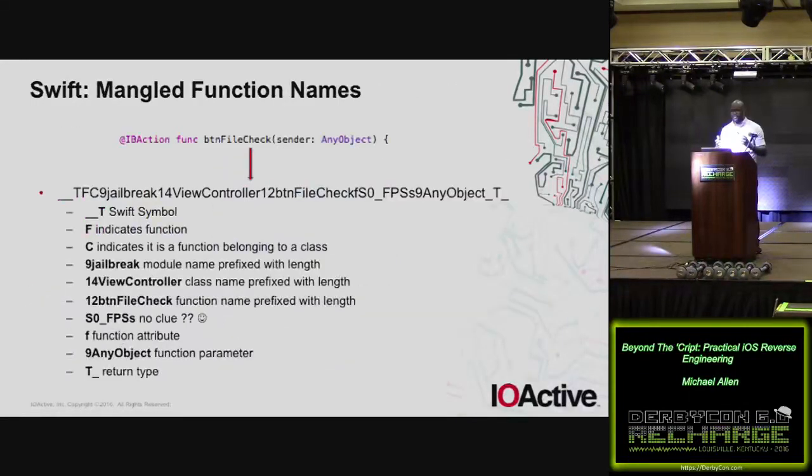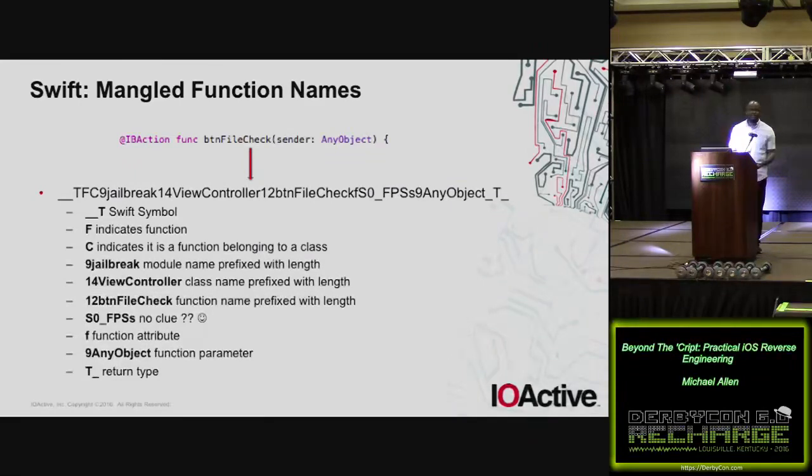And all this application does is you click on a button, it checks to see if a certain file exists. And if it does, it prints the device is jailbroken. If not, it's not jailbroken. Cool. That simple function gets translated to this everlasting thing that you're seeing here.